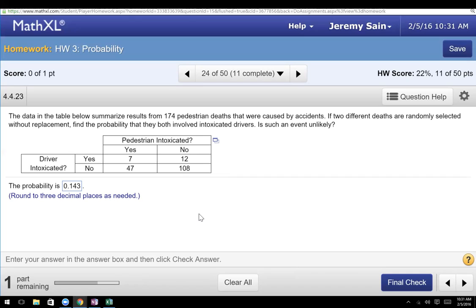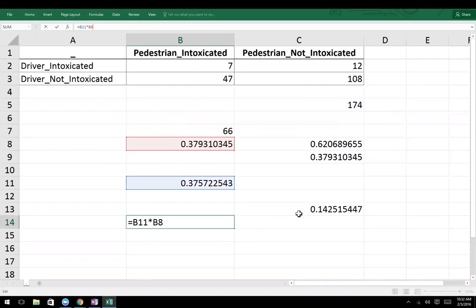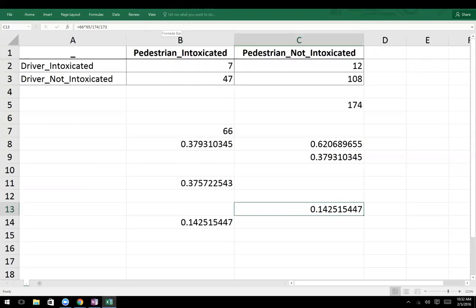All right, one more time. So driver intoxicated is only the 7 and the 12. So it's 19 out of 174. And then the second one will be 18 out of 173. So thanks, Zachary. I don't know what I was thinking. All right. So driver intoxicated is actually only 19. And then for the second crash, 18.